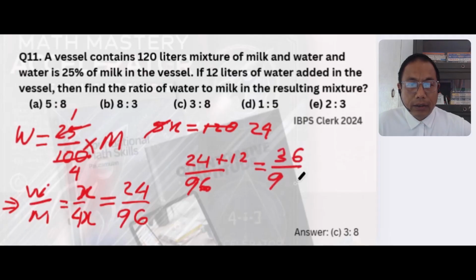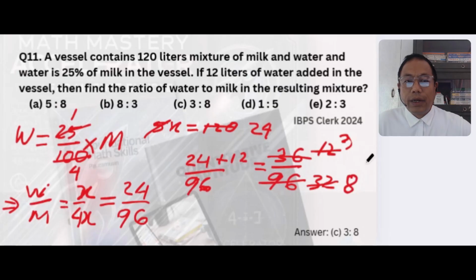5, 9, 6. I can cancel it. 3. 3, 1 is 3. 3, 2 are 6. 3, 3 are 9. 3, 2 are 6. I can cancel it. 4. 4, 3 are 12. 4, 8 are 32. We cannot cancel anymore. Therefore, the final answer is 3 to 8. Option C is the right answer.